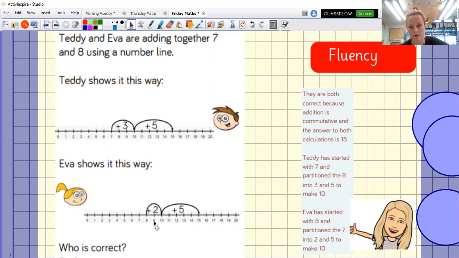So Eva has started on 8. She has partitioned 7 into 2 and 5, so 2 to make her 10, and then added her 5 on to get that answer. So hopefully that's made it a bit easier.